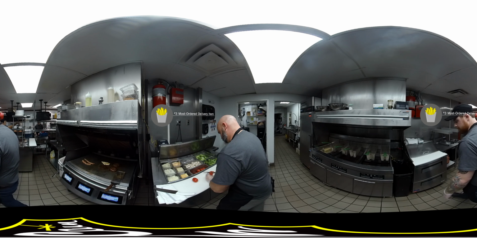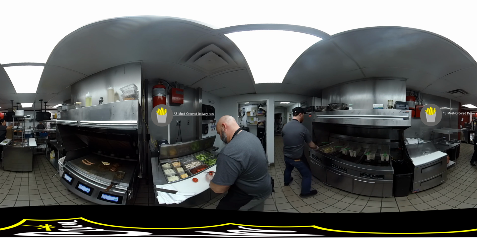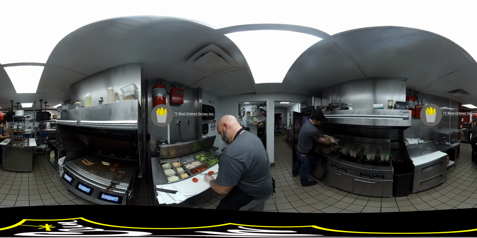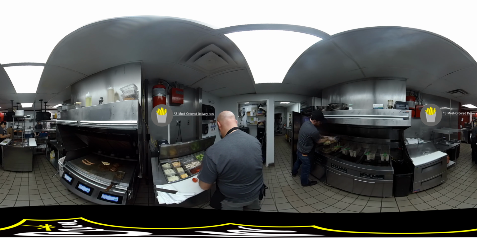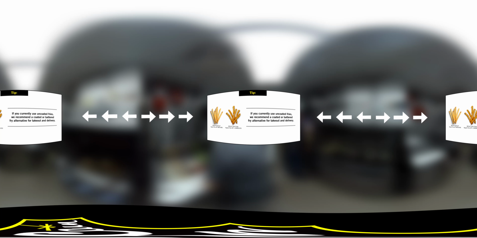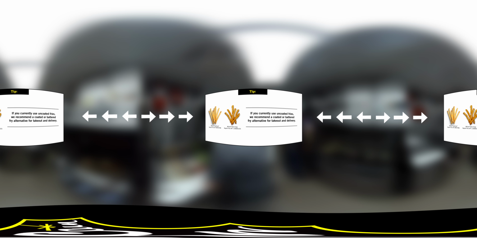Fries are the third most ordered item on takeout and delivery menus. But how can you be sure they stay as delicious out of the takeout bag as they are at your restaurant? If you currently use uncoated fries, we recommend a coated or battered fry alternative for takeout and delivery.